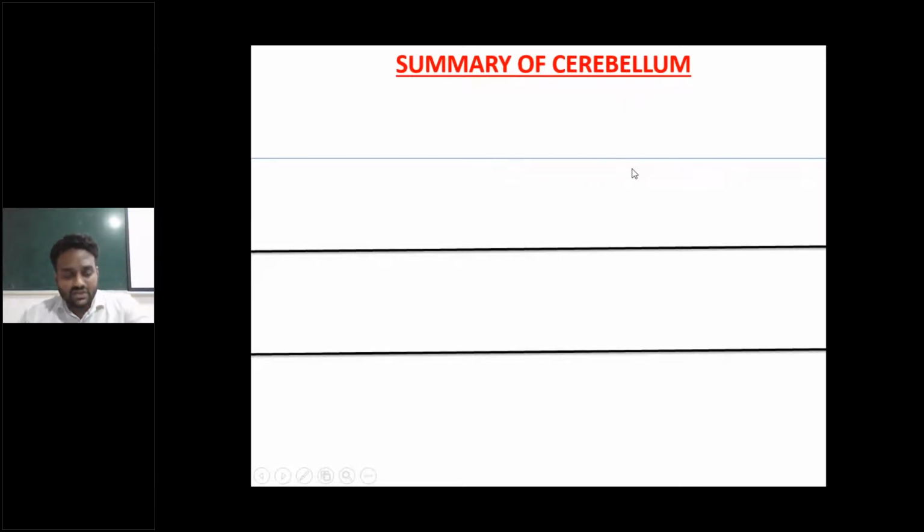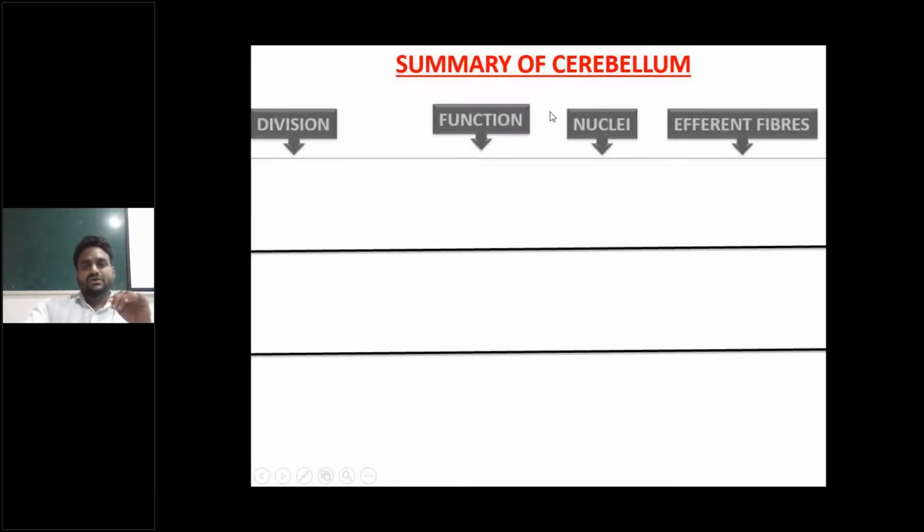In this sheet, we learn the summary of the cerebellum. I think this is the most useful and important sheet for you, because based on this single slide you can simply and briefly know the entire cerebellum. In this summary you study divisions of the cerebellum, functions, nuclei, and efferent fibers. Here I mentioned only the important efferent fibers.